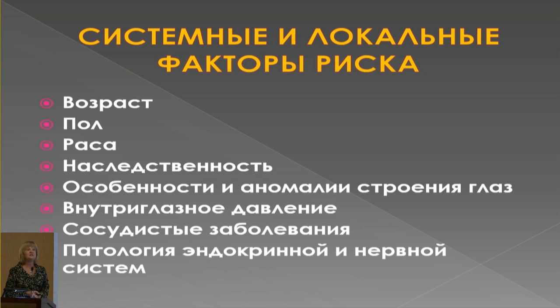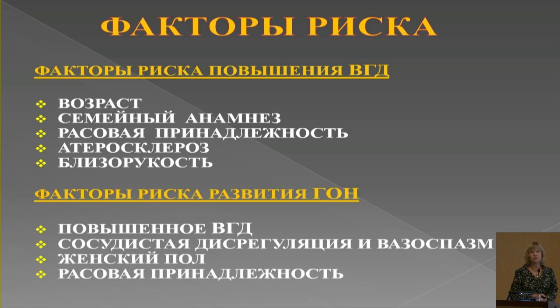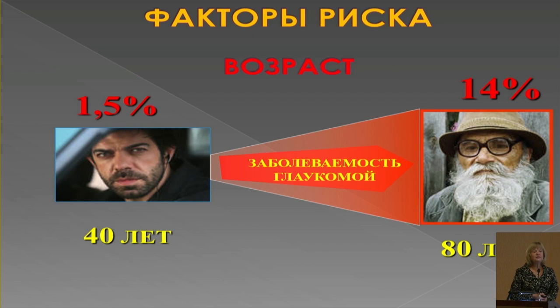What are the systemic and local risk factors for this disease that can be identified? Age and gender, race, heritage, specificity and anomaly of the eye structure, IOP, pathologies of the endocrine and nervous system. We can identify risk factors of IOP rise: age, family history, race, atherosclerosis in the history, and short sight. Glaucomatous optic neuropathy risk factors are the increase of IOP, vascular dysregulation, vasospasm, female gender, and particular race belonging.